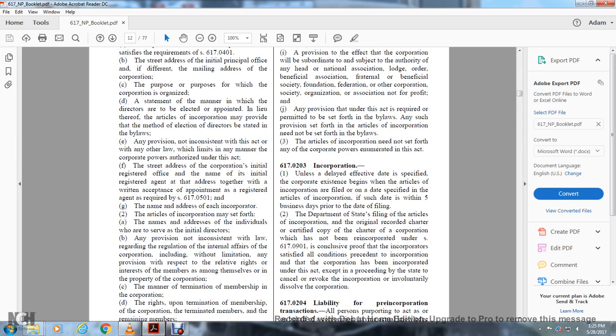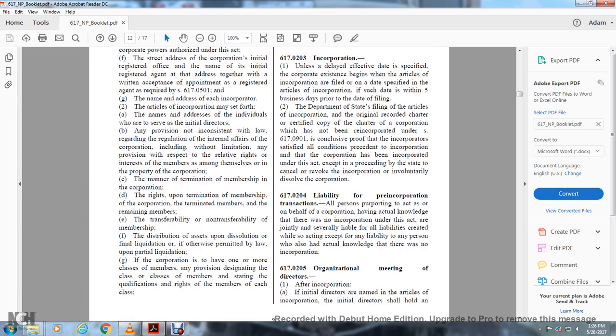Any provisions not inconsistent with the law regarding the regulation of the internal affairs of the corporation, including without limitation any of the provisions relative to the rights and interests of the members among themselves and the property of the corporation, the manner of the termination of the membership in the corporation, the rights upon termination of the membership, the transferability or non-transferability of the membership, distribution of assets, dissolution, liquidation, or otherwise as permitted by law, partial liquidation.